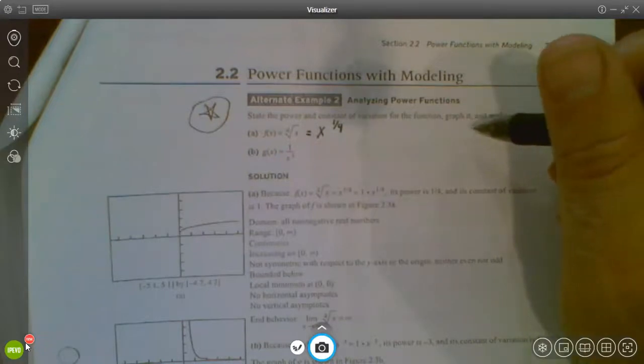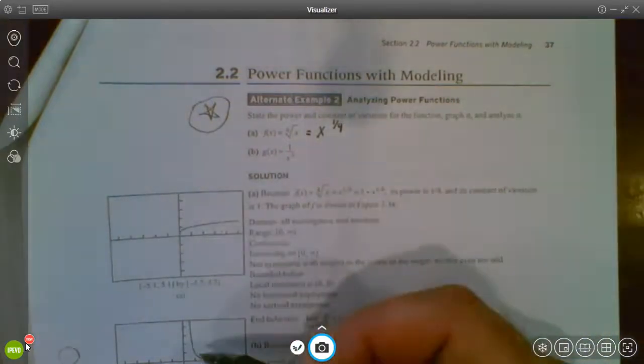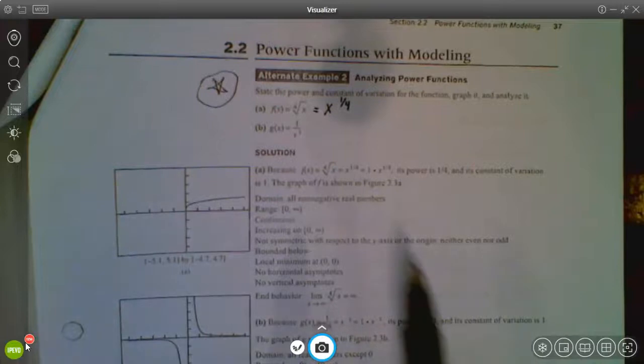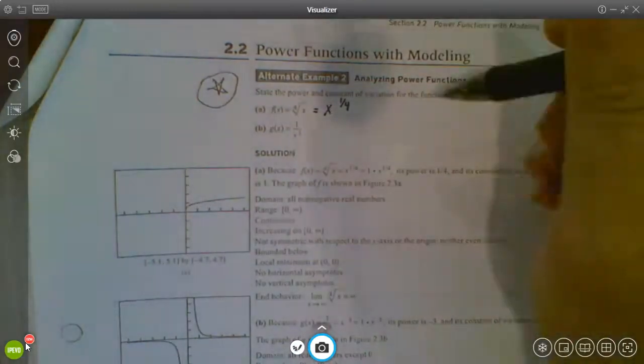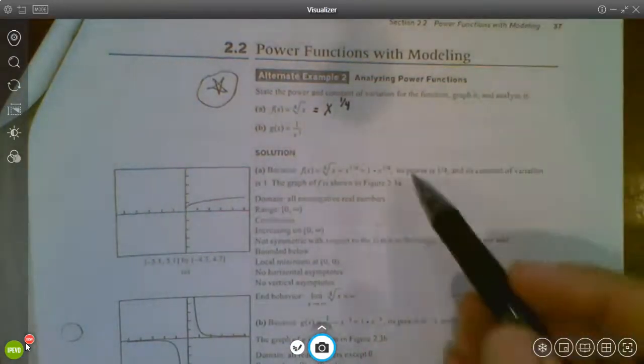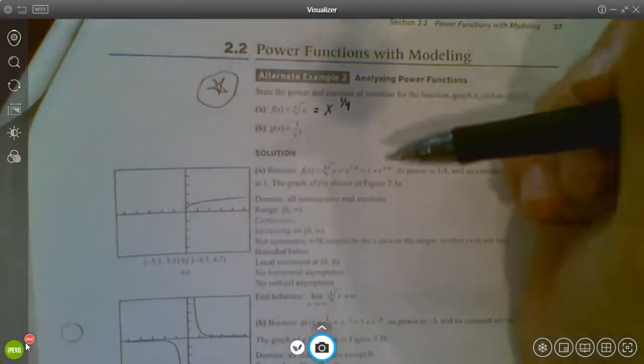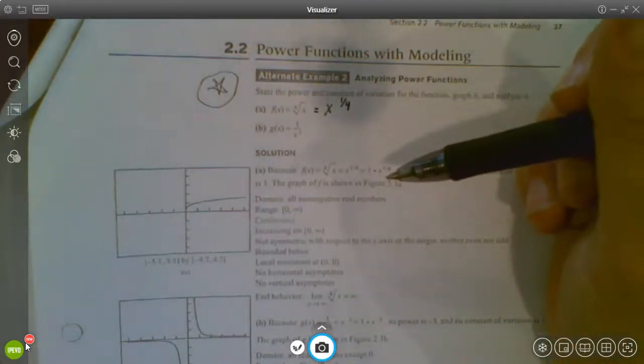If we wanted to graph it, at this point they're wanting us to graph these in our graphing calculator. So if you did graph this, you would see something like this. It's real similar to the square root function that we've already done. As far as analyzing it, there are so many ways of analyzing a graph. There's just a ton of information we could give.